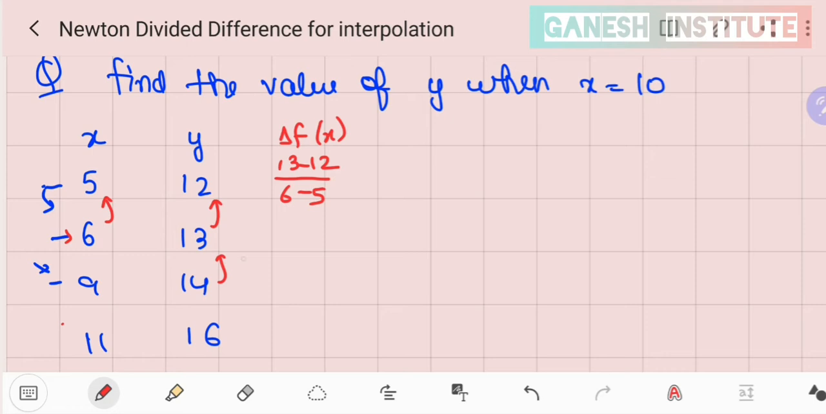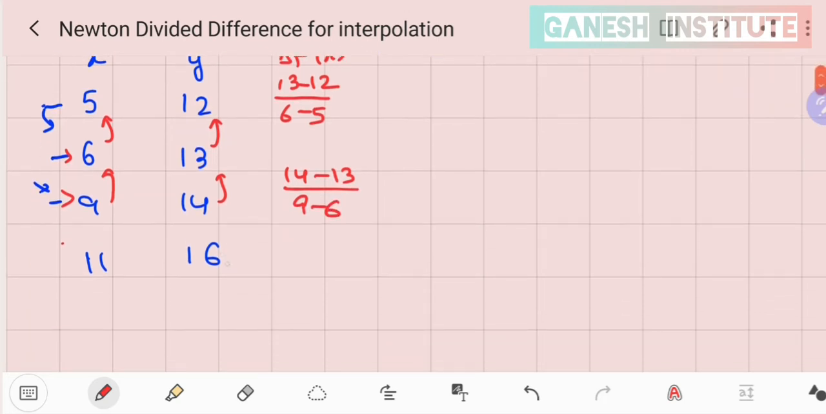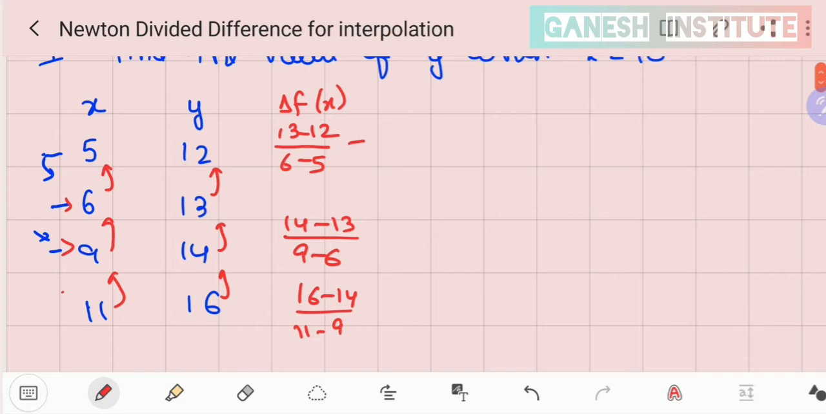Then you have got 14 minus 13 divided by 9 minus 6, okay? Then you have 16 minus 14 divided by 11 minus 9, right? So you have got 13 minus 12 is 1, 6 by 5 is 1, 14 minus 13 is 1, 9 minus 6 is 3, 16 minus 14 is 2, 11 minus 9 is 2, 2 by 2 is 1, right?